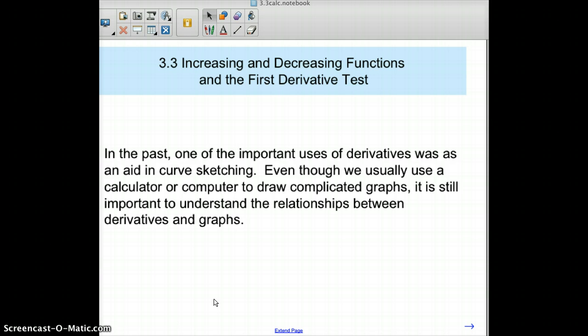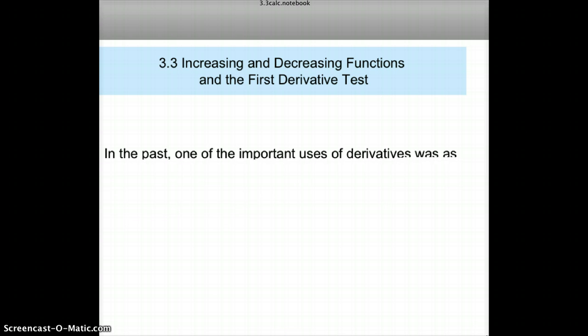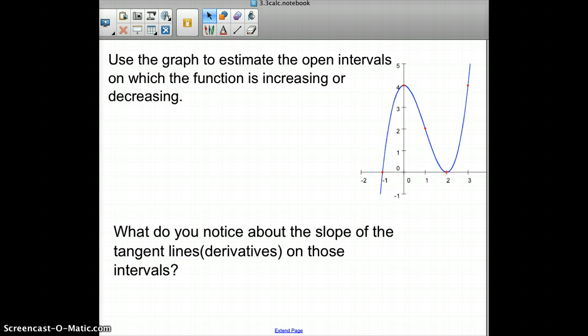Even though now we use calculators or computers to draw complicated graphs, it's still important to understand the relationships between derivatives and graphs. So if you have a function given to you as a picture, as the graph, and it says use the graph to estimate the open intervals on which the function is increasing or decreasing.